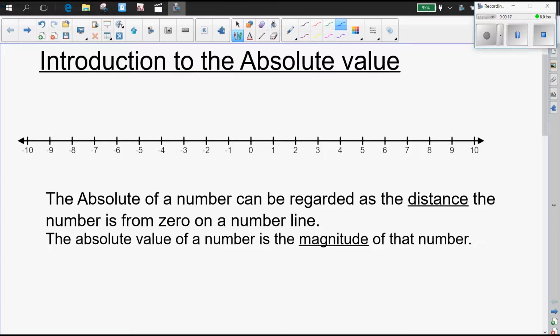How far is the number 3 on the number line away from 0? So we see that 3 is 3 units away from 0. So you got 1, 2, 3. So the distance between 3 and 0 is 3 units. Similarly, if I look to the left of 0, I ask myself, how far is negative 3 away from 0? So negative 3 is also 3 units away from 0.